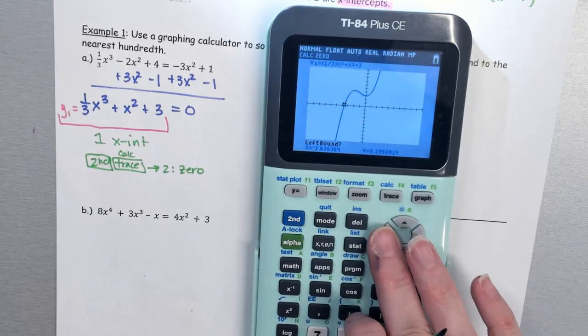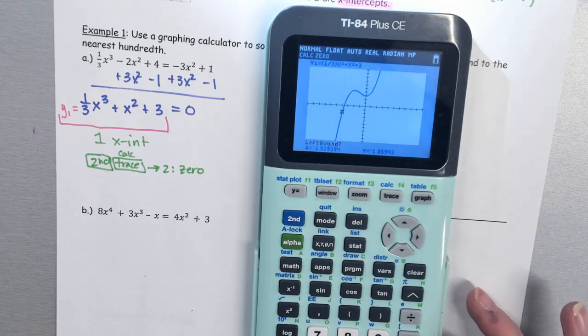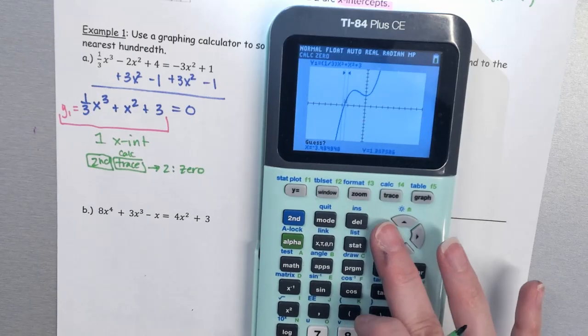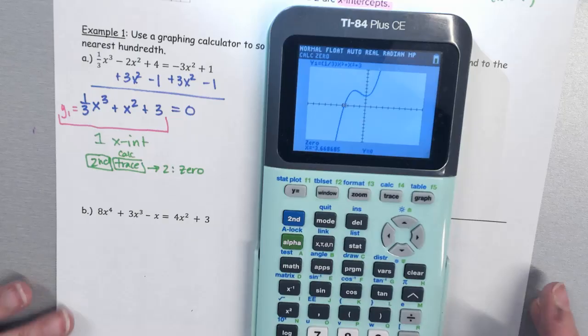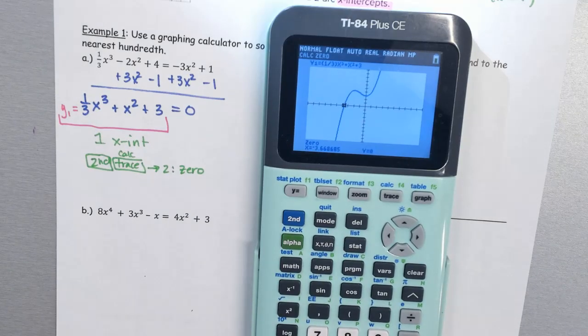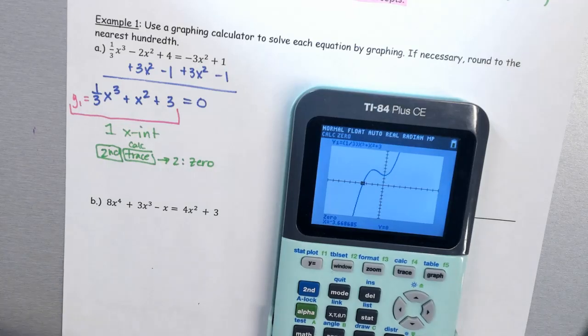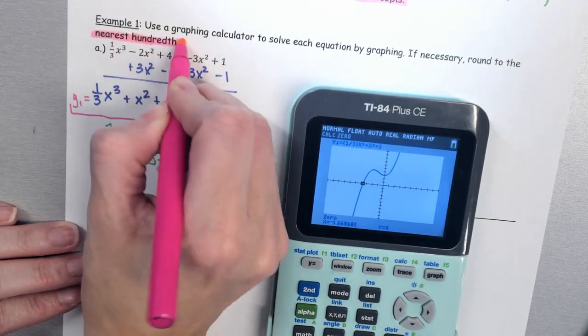When it's asking you for the left bound, you have to go beneath the x-axis. For the right bound, you have to go above it for this one. You always have to make sure one is above and one is below. It has to have that sign change. Now, in the directions, it says we have to round this to the nearest what? Yep, so that's how many places?